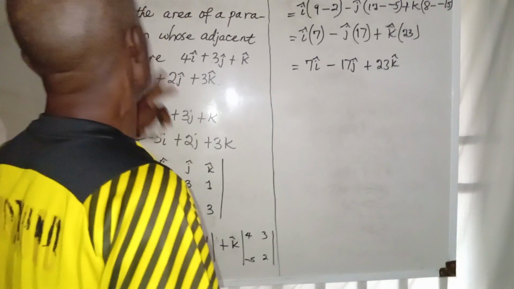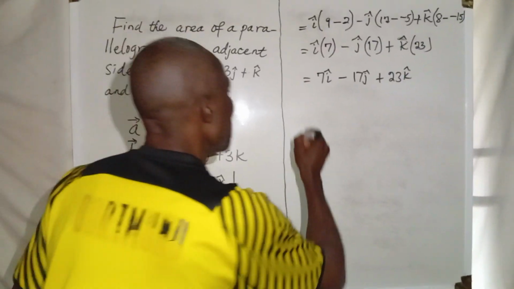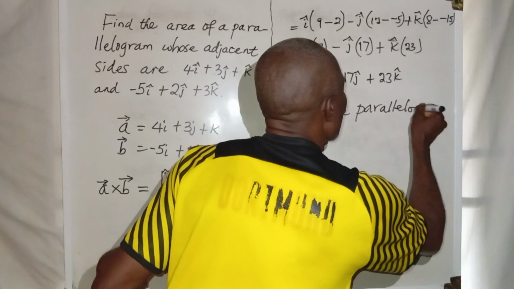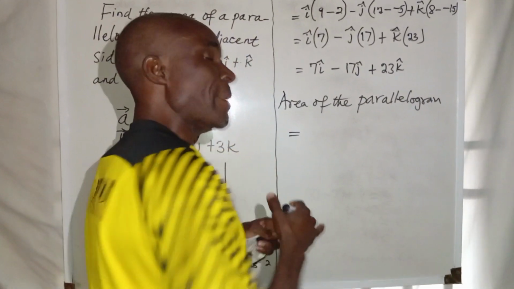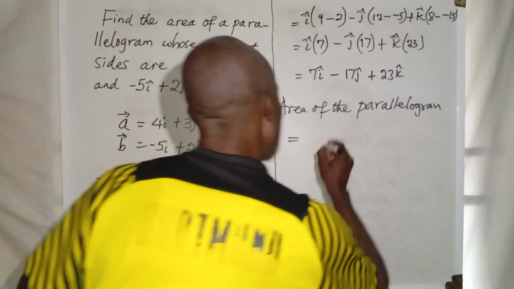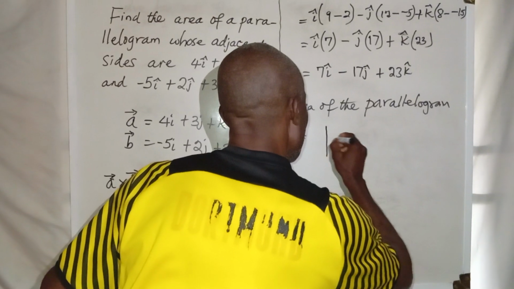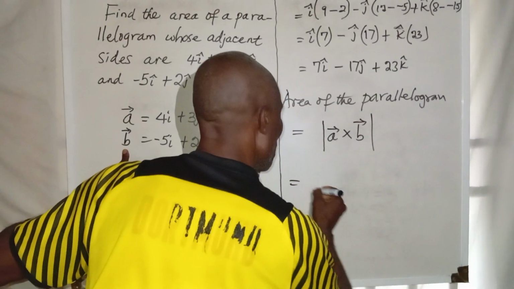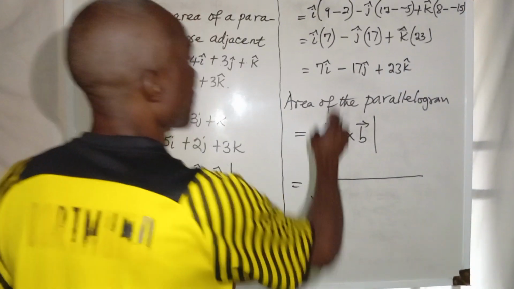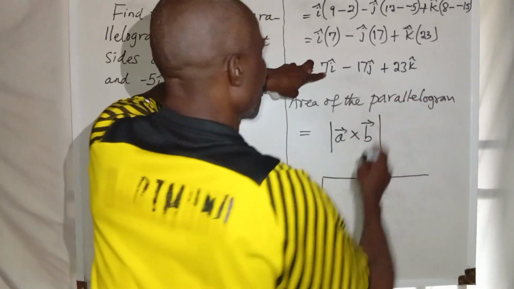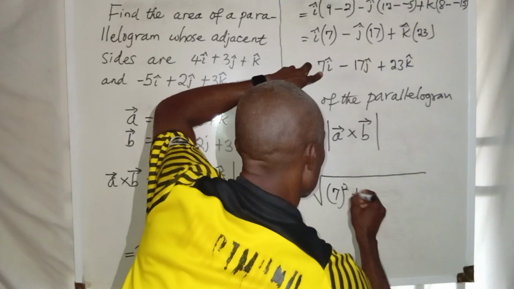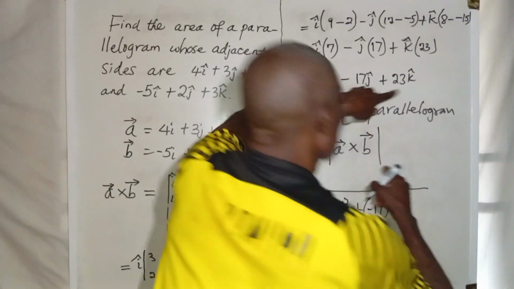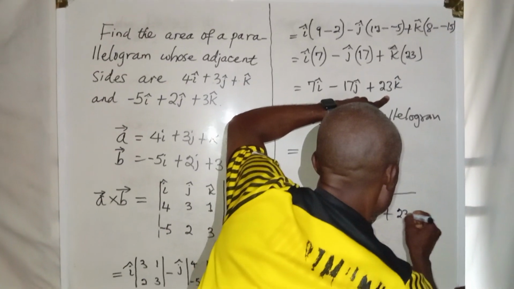Now, to solve the problem, we want to find the area of the parallelogram. The area is equal to the magnitude of the vector product of these vectors, A times B. This is equal to the square root of 7 squared, plus the coefficient of j, which is -17, squared, plus the coefficient of k, which is 23, squared.